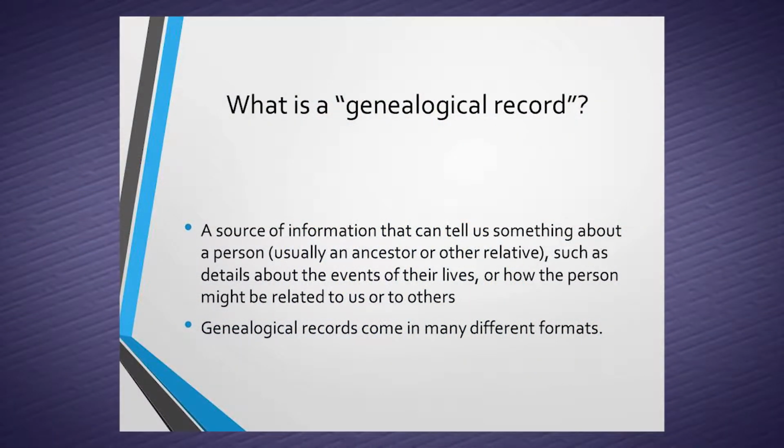So let's talk about what's a genealogical record. When we're doing research on our families, genealogy is a type of history, but normally about our own families. What is a record for genealogy? What does that mean? Well, I would say it's a source of information, something that we can get information from that tells us something about a person. Usually it's one of our own ancestors. It could be some other relative that we're interested in, or maybe we're doing it for a friend.